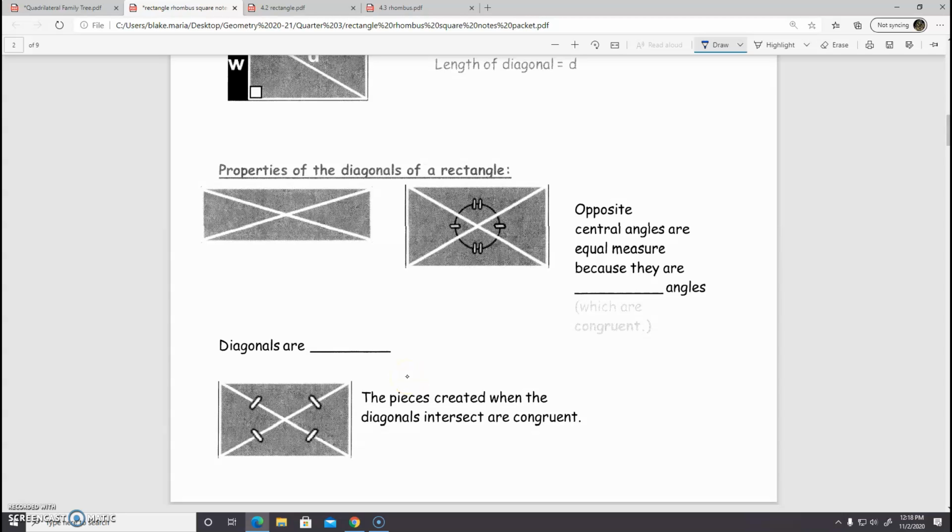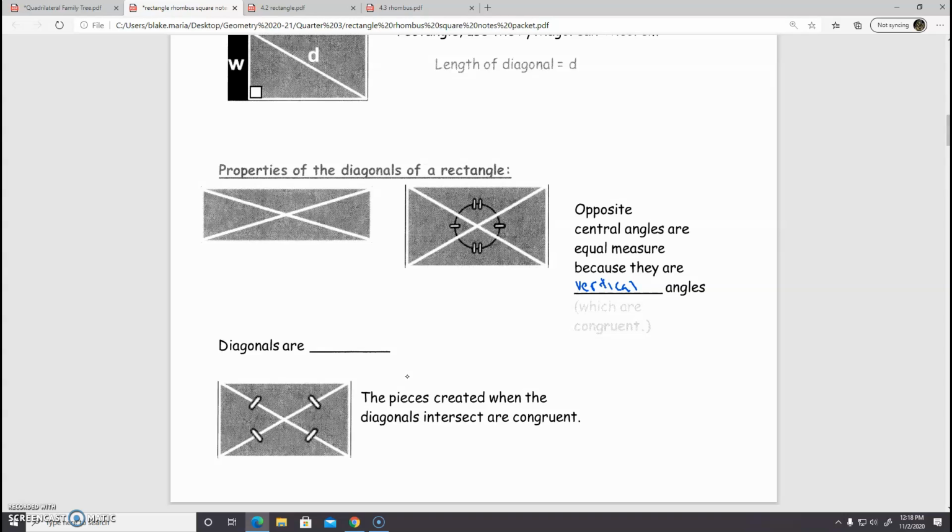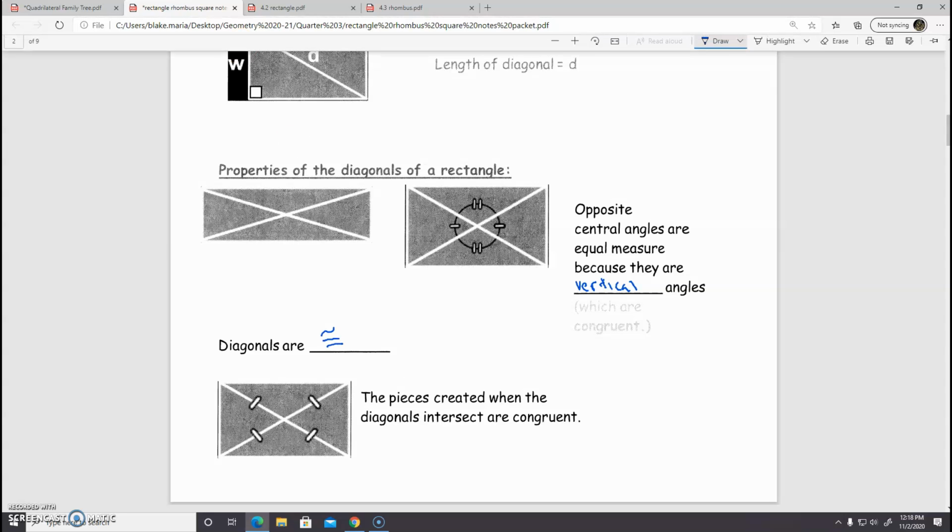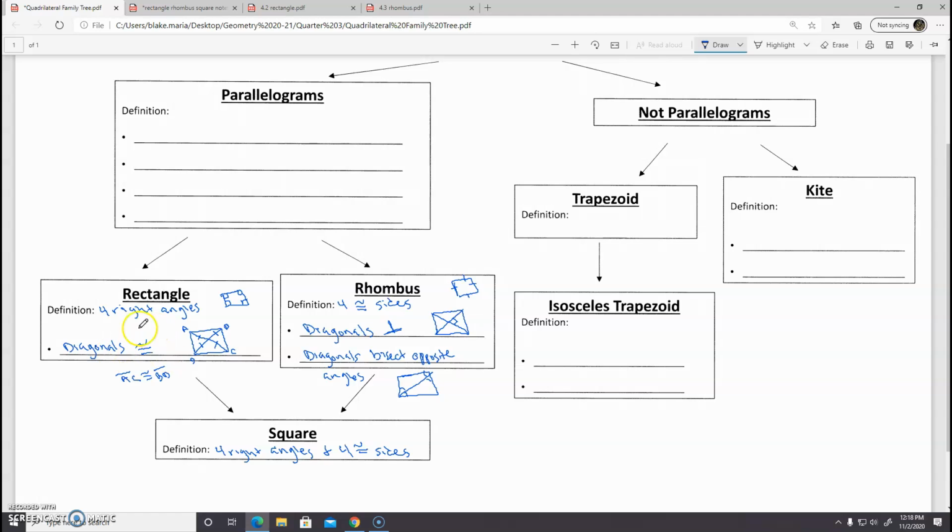Opposite central angles are equal measure because they are blank. So remember, these were vertical angles. Vertical angles are always congruent. And that's not really a property of any nature. They're just pointing some stuff out to you. Diagonals are congruent. We talked about that. That was one of our properties, right? Diagonals are congruent.